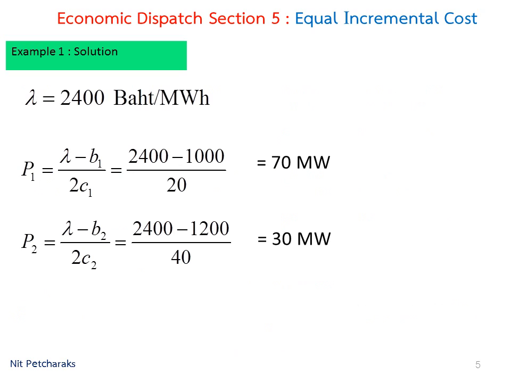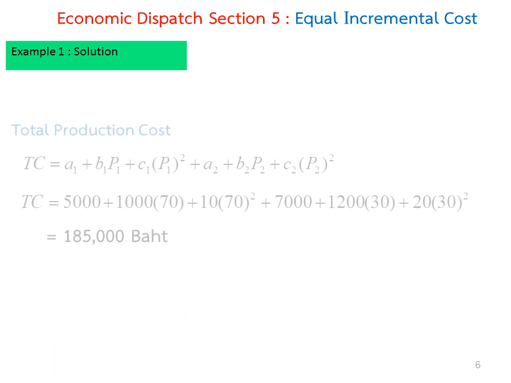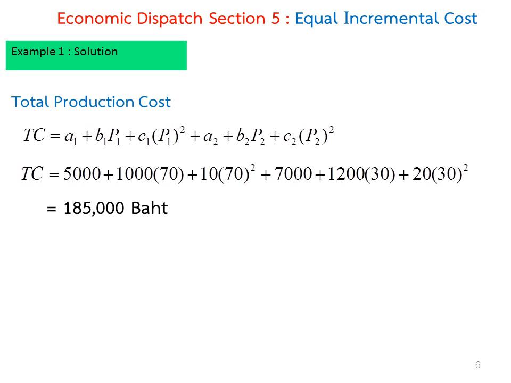We can calculate the output power by replacing the value of lambda in these equations. So P1 is 70 megawatt, P2 is 30 megawatt, and then we check the answer with the power balance constraint. Then calculate the total production cost by replacing P1, P2 and coefficients.